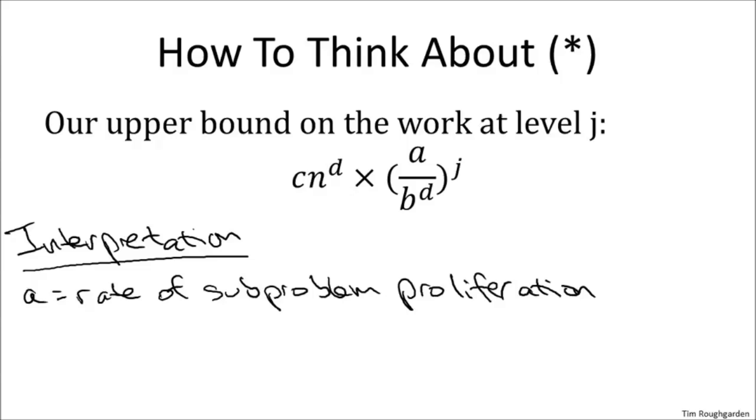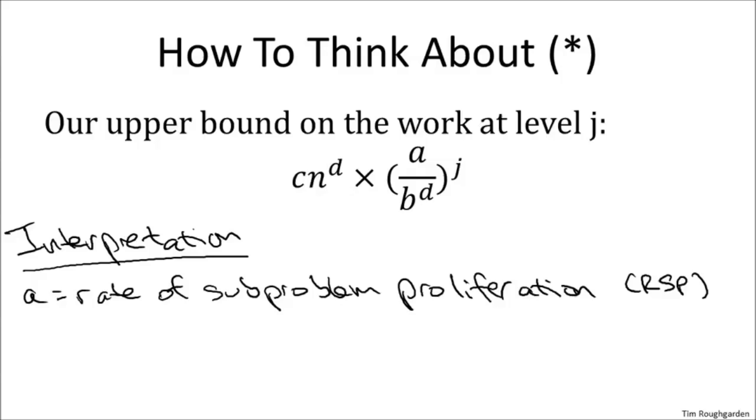So let's think of a in this way, as the rate of subproblem proliferation, or RSP. And when I say rate, I mean as a function of the recursion level j. So these are the forces of evil. This is why our algorithm might run slowly, is because as we go down the tree, there are more and more subproblems, and that's a little scary.